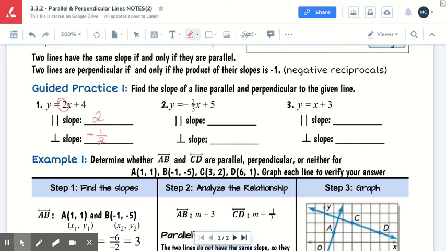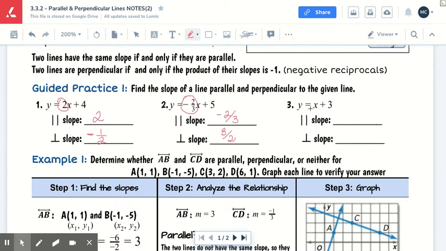For the next one here, the slope of the original line is -2/3. So any line that's parallel to that one would also have a slope of -2/3. And in order to be perpendicular, it has to have a negative reciprocal slope of that one. Since this one was negative, the slope of the perpendicular line would be positive. And then we flip the fraction also. So that would be +3/2.